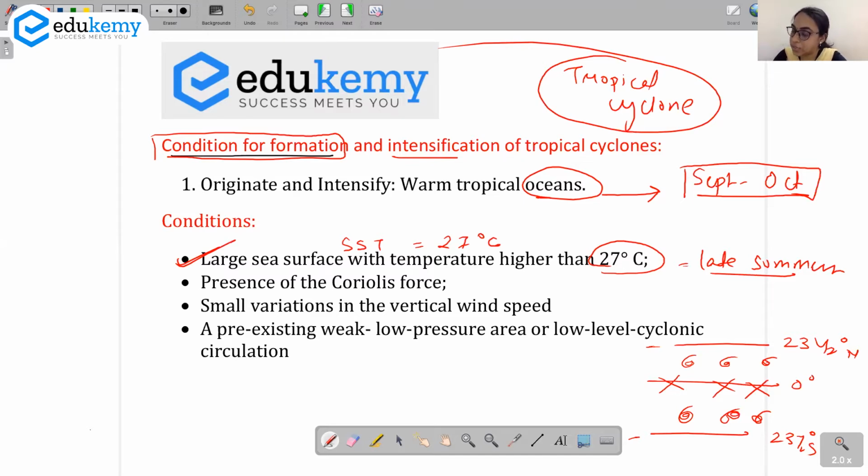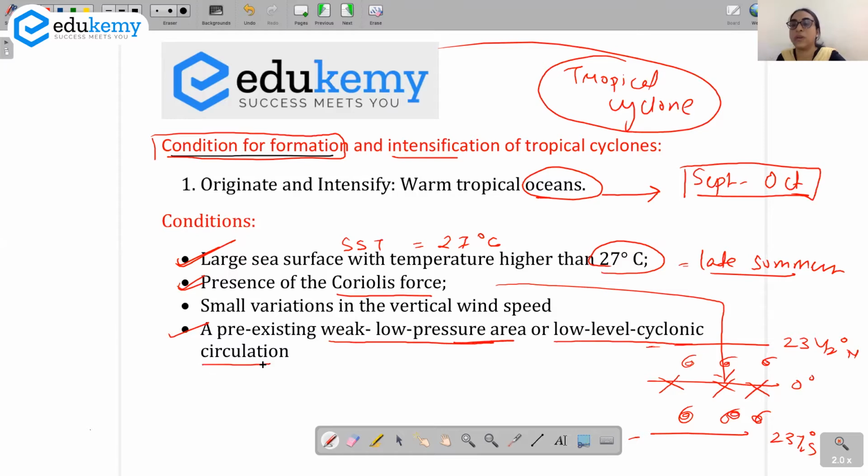The second condition is the presence of Coriolis force. It is because of the Coriolis force that you will see the rotation of the cyclone in the anti-clockwise in the northern hemisphere. So we need Coriolis force. This is the reason why there is no tropical cyclone at the equator, because at the equator there is absence of the Coriolis force.